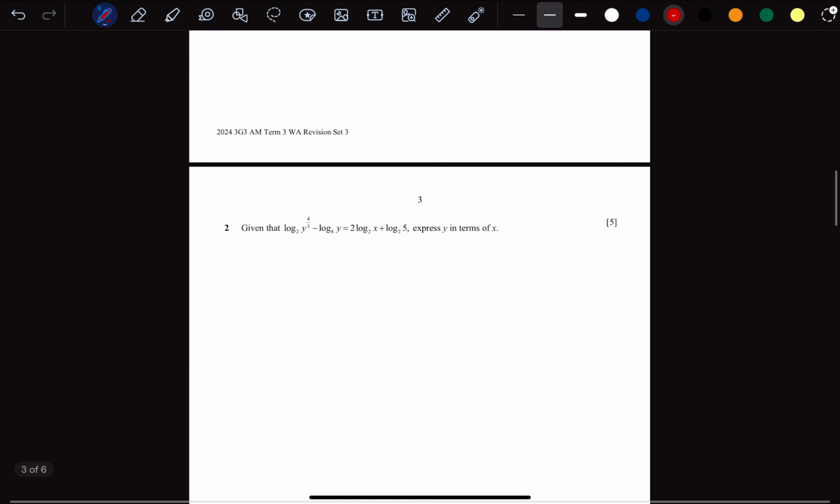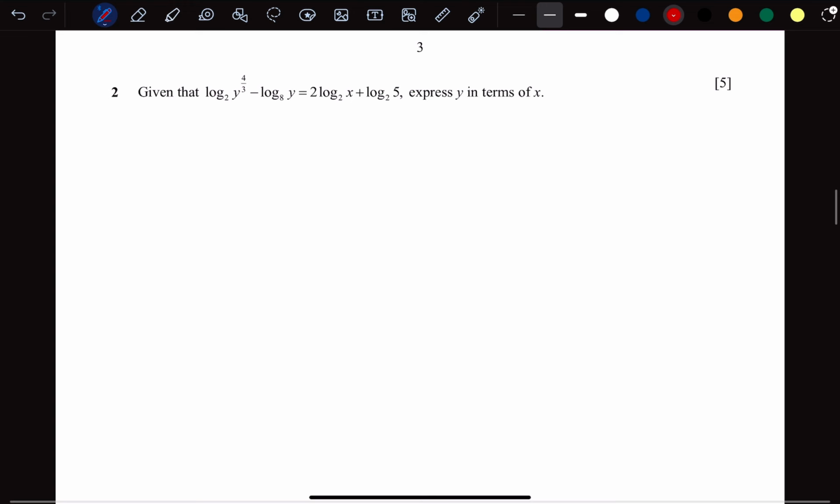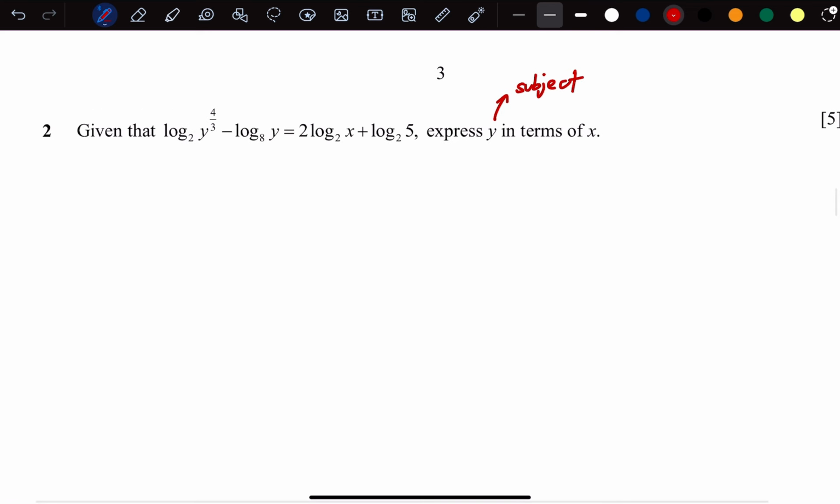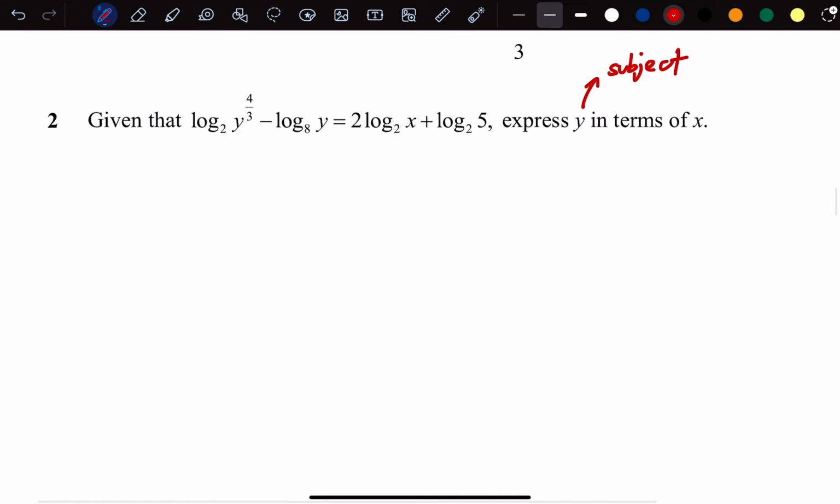Moving on, let's look at question 2 now. Given this logarithmic equation, express y in terms of x. What this question is saying is that I want to make y the subject. That means you must find a way to extract this y from the log terms over here. Let's look at all your logarithm expressions first: base 2, base 8, base 2, base 2, which means that we probably have to convert this to base 2. So let's start by doing so.